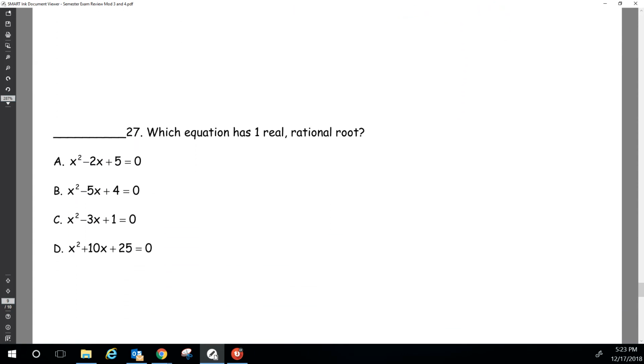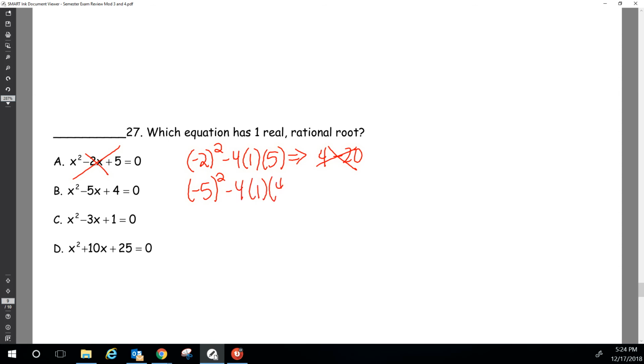All right, which equation has one real rational root? In order to have one real rational root, my discriminant has to be 0. So for this one, b squared is negative 2 squared minus 4 times 1 times 5. That would be 4 minus 20, not going to be 0. All right, negative 5 squared minus 4 times 1 times 4. That's 25 minus 16, not 0, not that answer. C is negative 3 squared minus 4 times 1 times 1. That's 9 minus 4, not 0.